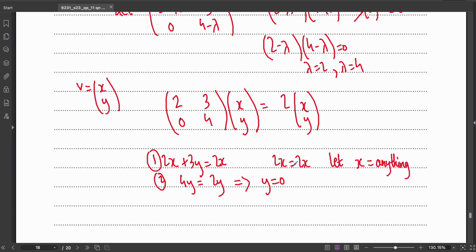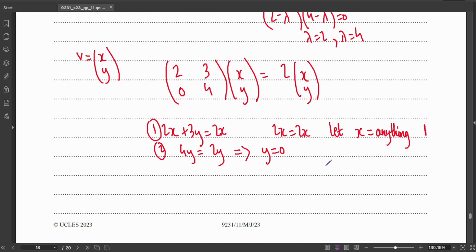We can't choose 0, because if we choose 0, we end up getting 0 and 0. But we can't have 0 and 0. So we let x be anything, and usually we just choose 1. So I have 1 and 0. So our eigenvector is going to be 1, 0.